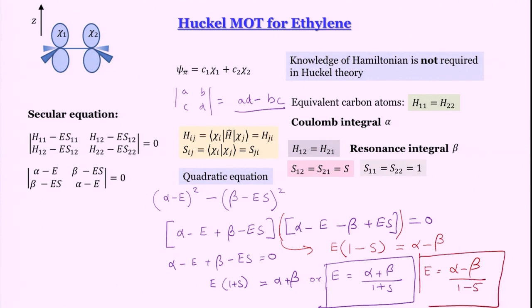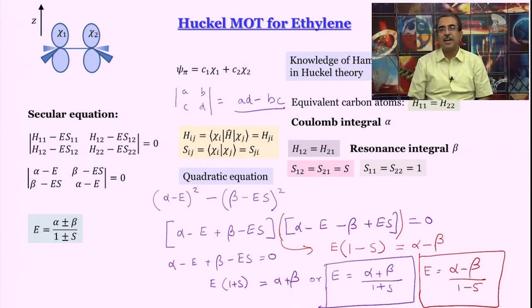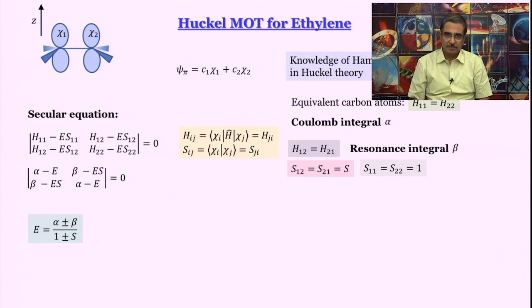We have two expressions, two roots of energy, and together we can write E as alpha plus minus beta divided by 1 plus minus S. So, we have got the expression. Now, we will start worrying about what alpha, beta, S, all these are. Okay.